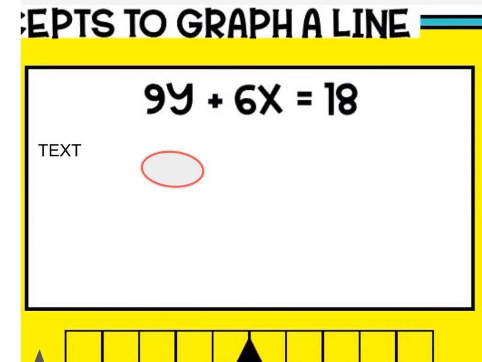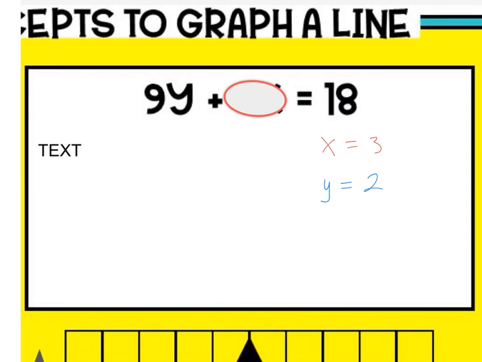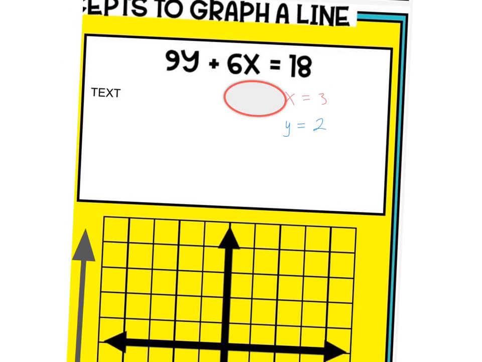Alright, so if we cover up the first part, 6 times something equals 18. Well, that's going to be x is equal to 3. Move that over. 9 times something is 18. Well, that's going to be y equals 2. Now let's zoom out so we can graph this.